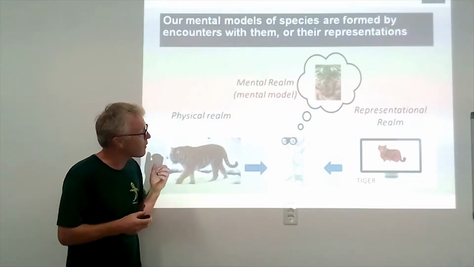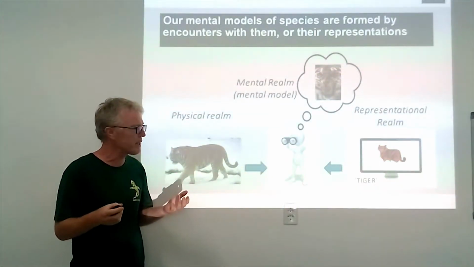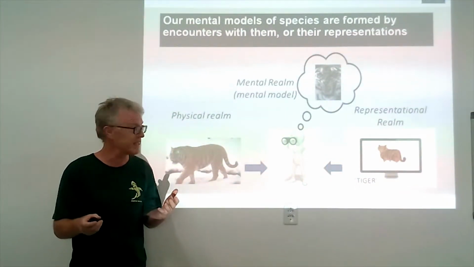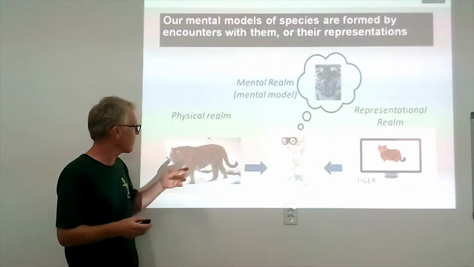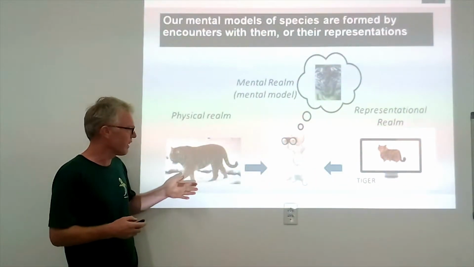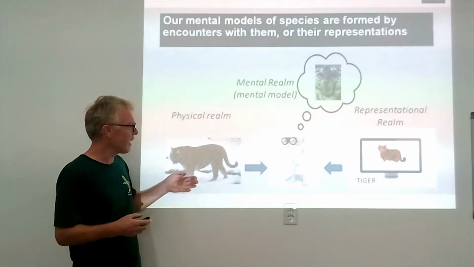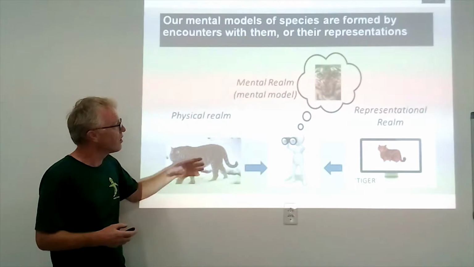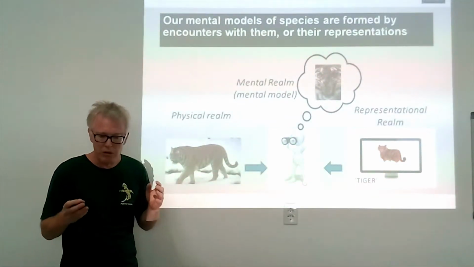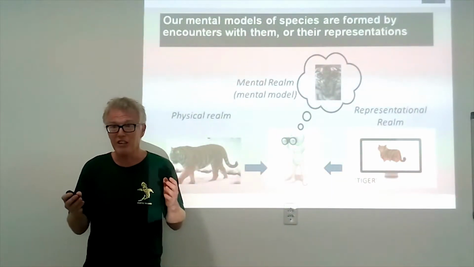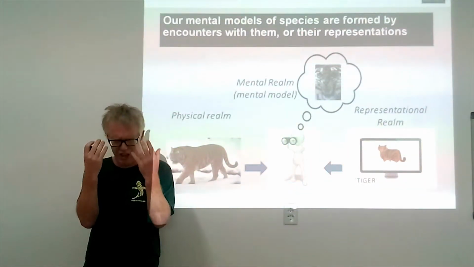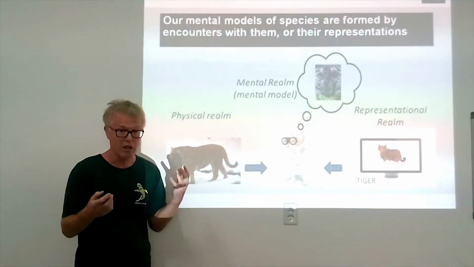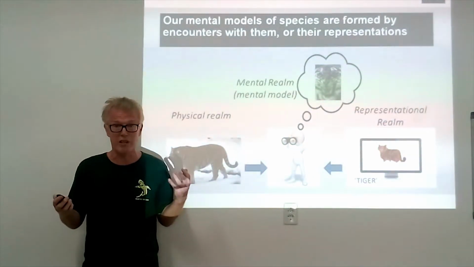I think a good way to think about this is to think about three different realms of existence for a species. You have the physical realm, where the actual animal or plant exists as individuals or species or populations. When people think about a tiger, if you close your eyes and think about a tiger, you can picture a tiger in your head. This is a mental representation. So tigers also exist in the mental realm.